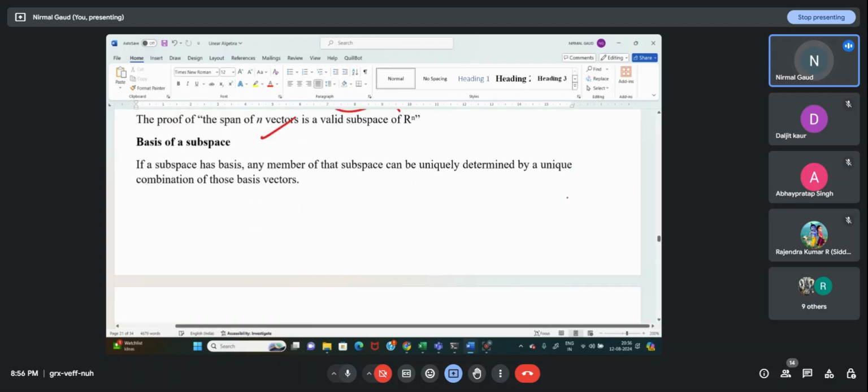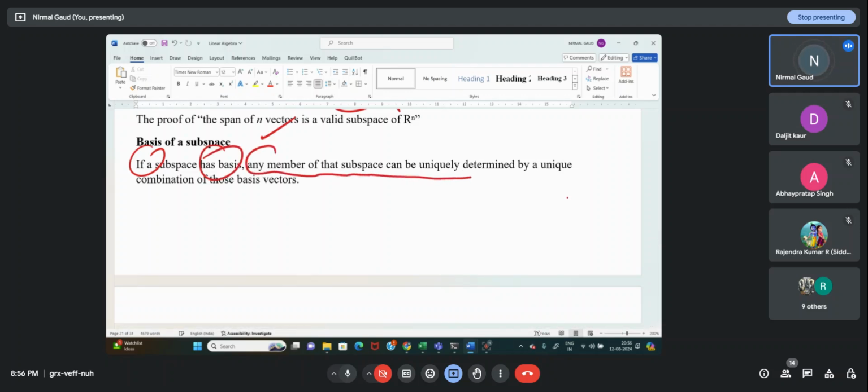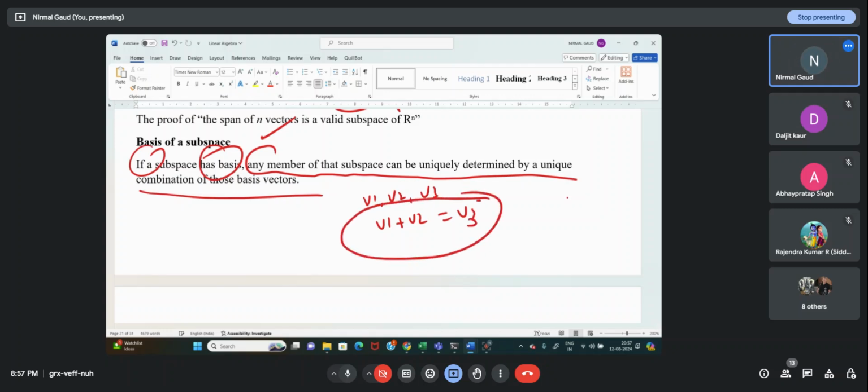So the basis of a subspace, I already told. If a subspace has a basis, any member of that subspace can be uniquely determined by a unique combination of those vectors. So if I have v1, v2, v3, and I combine v1 and v2 and get v3, this is a unique combination, and all of v1, v2, v3 are present in that subspace.